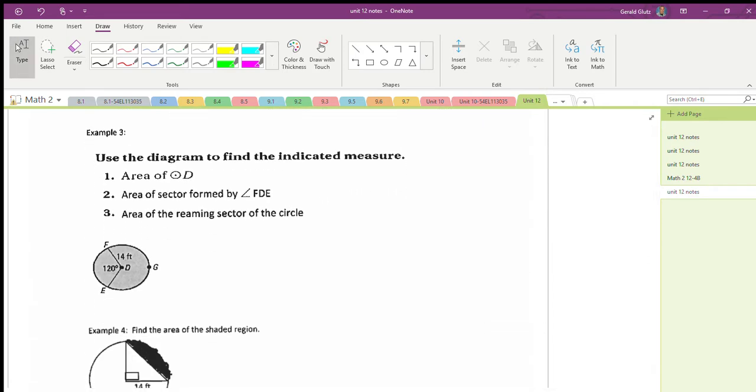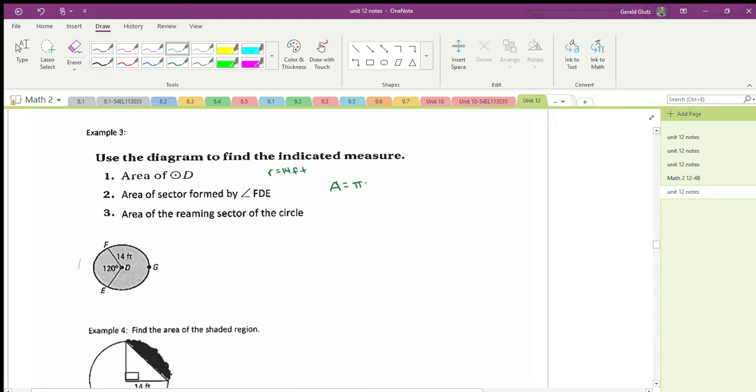In example 3, we have to find the area of circle D, this circle down here. Find the area formed by the sector, this sector right here, FDE, and then the area of the other sector. First thing we're going to do is find the area of the whole thing. The radius, as you can see, is 14 feet.